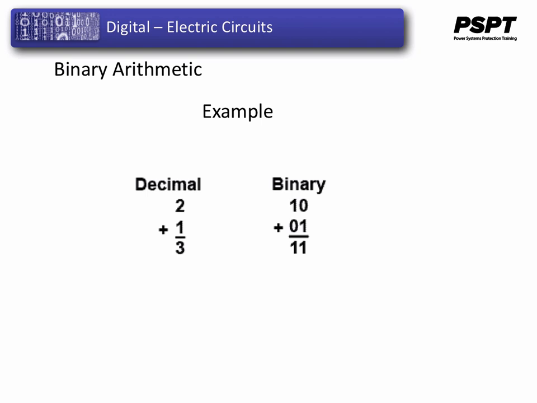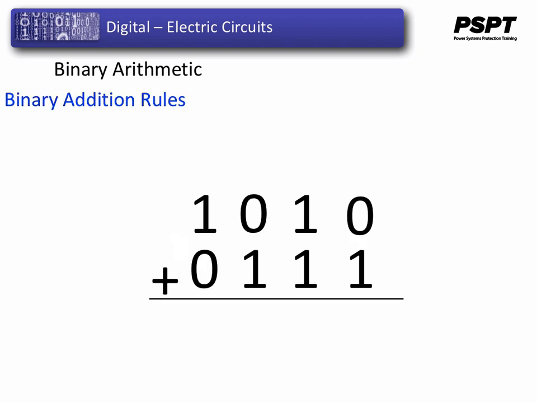So if you were going to add a binary number 2, which is 10, to a binary number 1, which is 01, you'd end up with 3. 0 plus 1 is 1. 1 plus 0 is 1. The answer is 11, which is equal to 3. So this example works. Okay, so let's do a little bit more complex of an example.